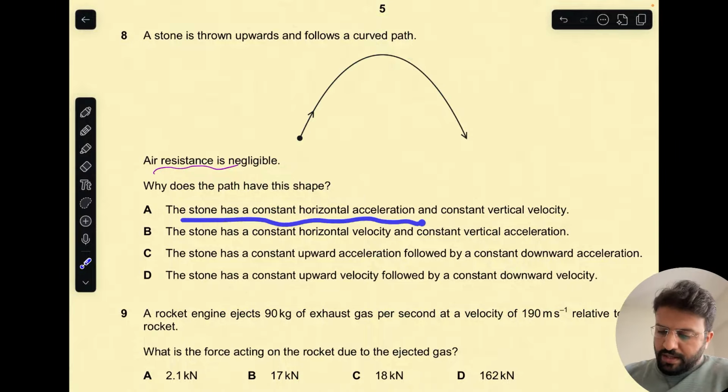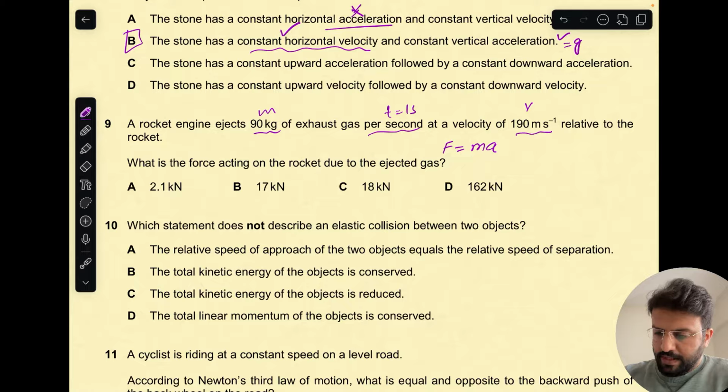A rocket engine ejects 90 kg of exhaust gas per second at a velocity of 190 meter per second relative to the rocket. What is the force acting on the rocket due to the ejected gas? So we have mass, we have time, and we have velocity. What is the force acting on the object? We know F equals m into a, right?